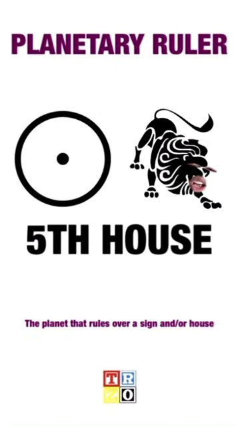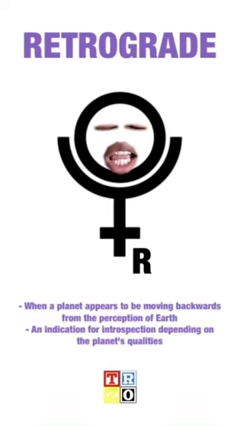For instance, Sun belongs to Leo and it belongs to the 5th house, and all other orders as well. Retrograde. It's when a planet appears to be moving backwards from the perception of Earth. It's also an indication for introspection depending on the planet's qualities. When a planet is retrograde, it reverses the planet's roles and makes it stronger.